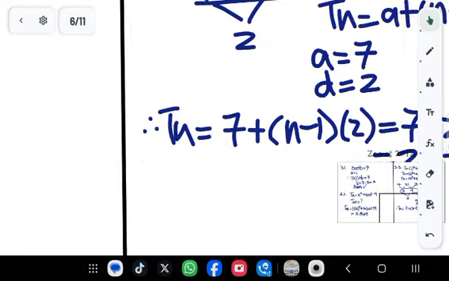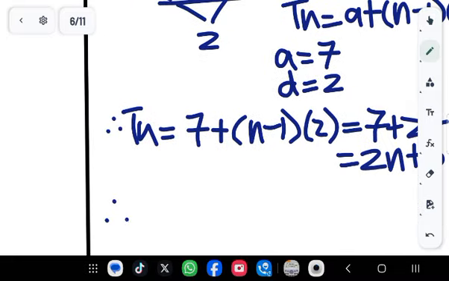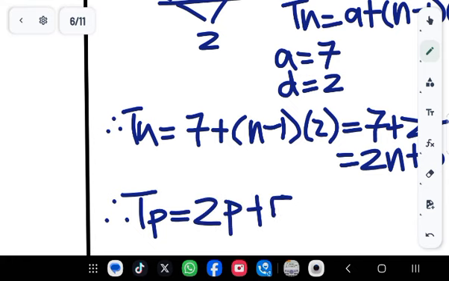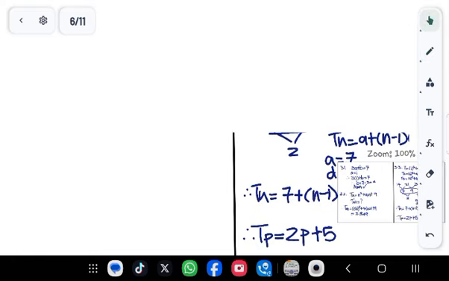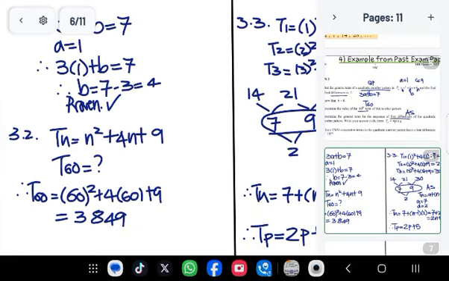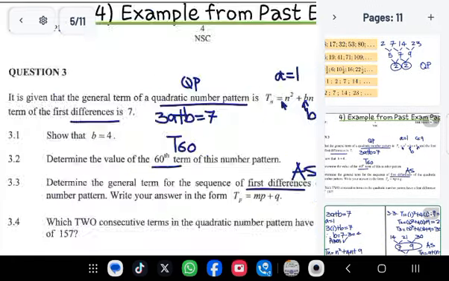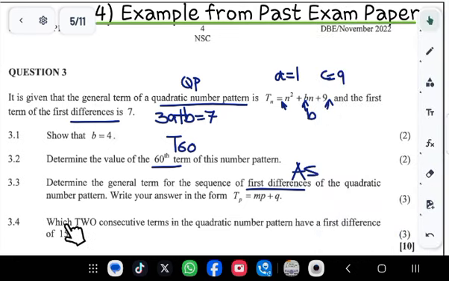So therefore, the answer to the question, t of p, will be equal to 2p plus 5. And that's how we answer that question. Next question, 3.4, which happens to also be the last question.